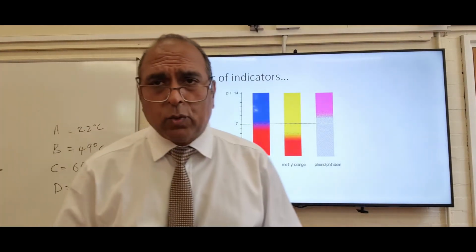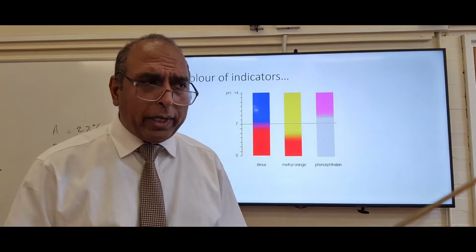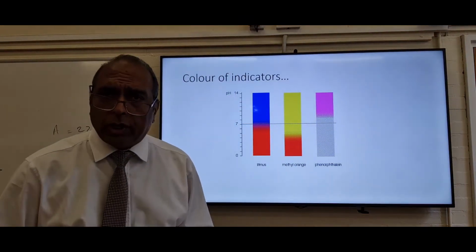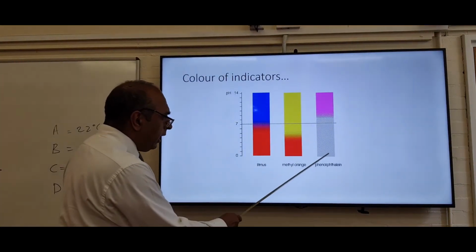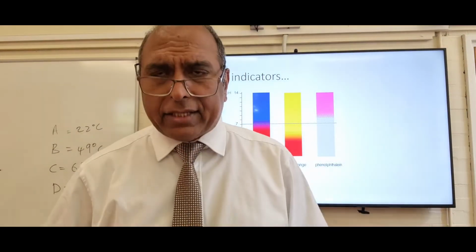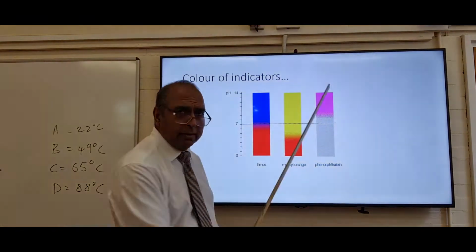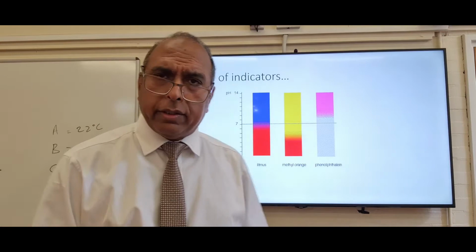Phenolphthalein, that's one of my favourites. It's my indicator of choice when I do titration. But phenolphthalein, again, 2 colours. In acids, or neutral, or less than 7, in neutral and acids, colourless. In alkalis, it is red. Red and colourless, again, 2 colours.